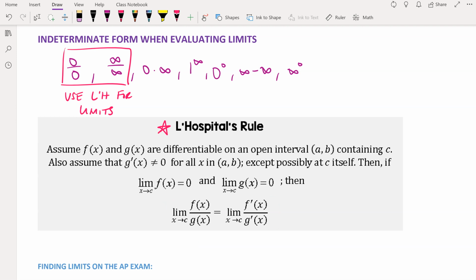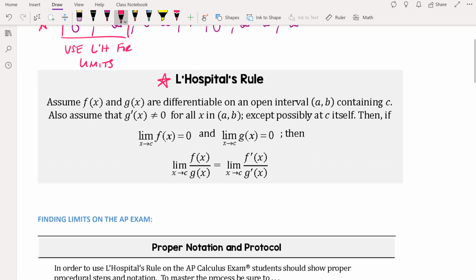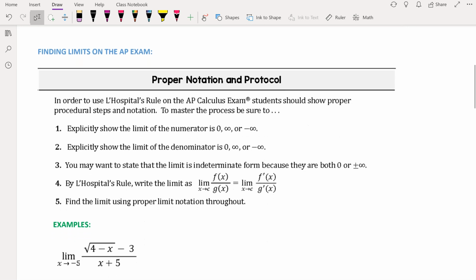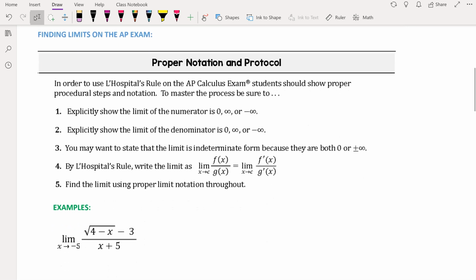Very important that g prime cannot equal 0, so make sure you know that. And we use this when we have a limit equaling 0 over 0 or infinity over infinity. Okay, and then you do not have to write all of this down, this proper notation, but go ahead and listen as I explain it, and then you have to know how to use it when we solve these problems.